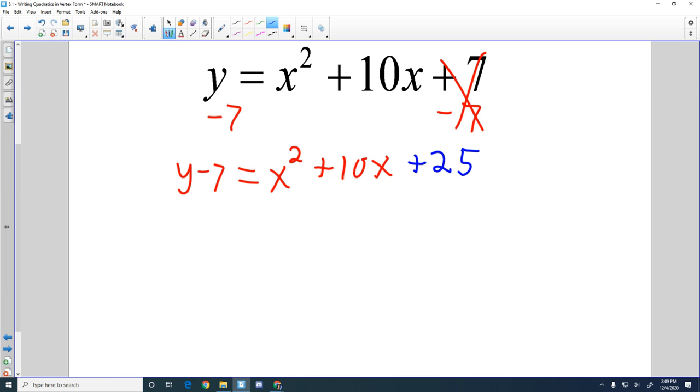Everyone agree with that? We want this to be a 25, don't we? To make it a perfect square trinomial. But am I allowed to just magically add a number to one side of an equation? What else would I have to do?